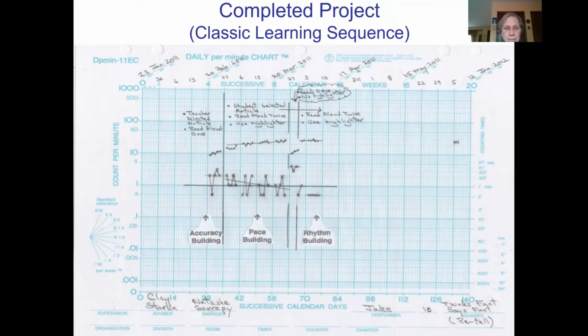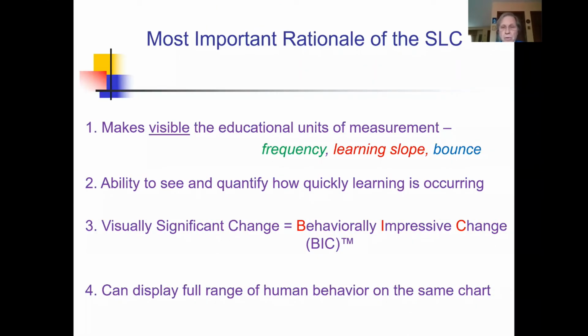So here's some of the most important rationale of the standard learning chart. One, it makes visible the educational units of measurement of frequency, learning, slope, and bounce. It gives us the ability to see and quantify how quickly learning is occurring. Visually significant change equals behaviorally impressive change. In other words, we can see and hear times 2 change.